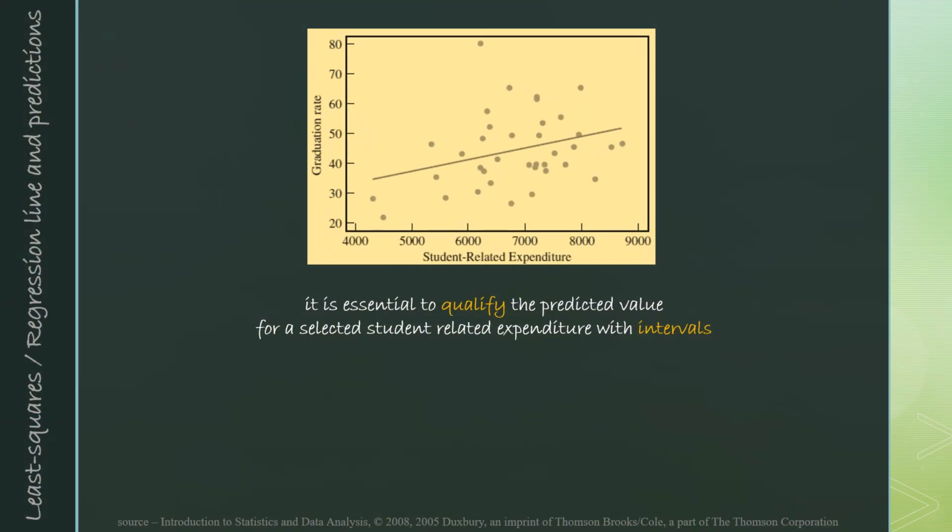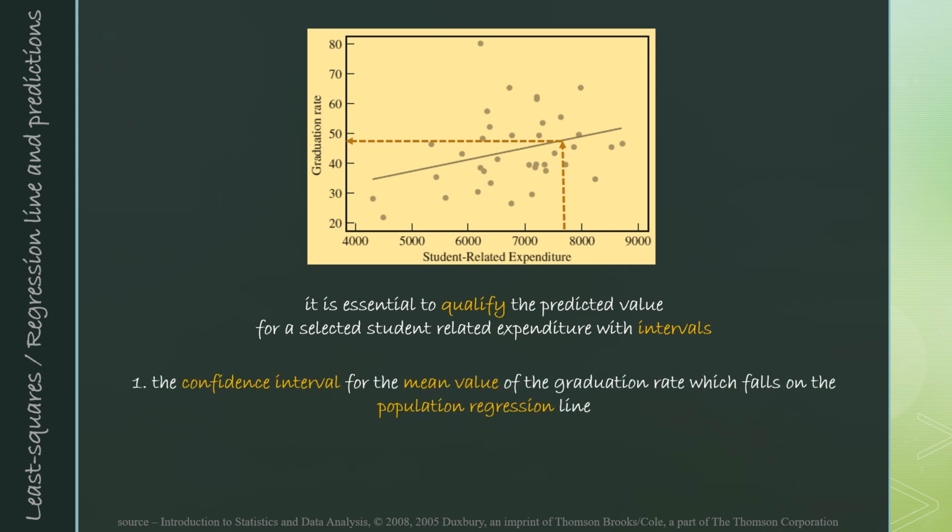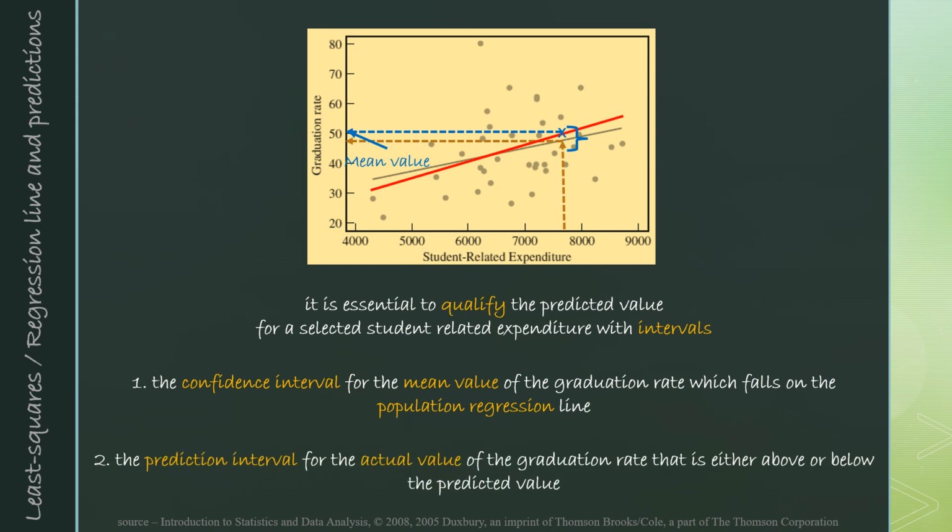Since the predicted value varies depending on the sample drawn each time, it is essential to qualify the predicted value for a selected student-related expenditure with intervals. The first one of them is the confidence interval for the mean value of the graduation rate, which falls on the population regression line, and the second one is the prediction interval for the actual value of the graduation rate that is either above or below the predicted value.